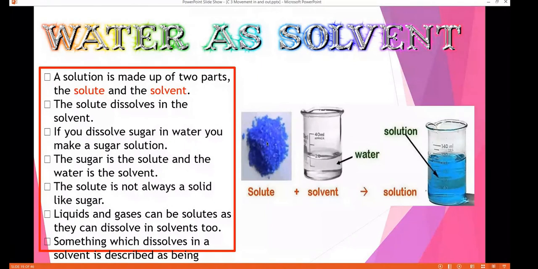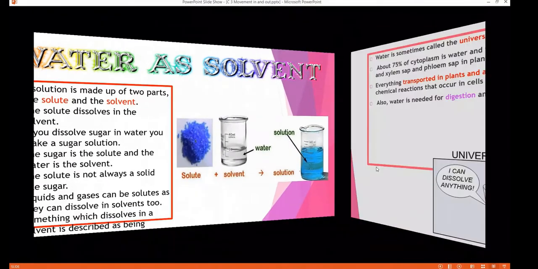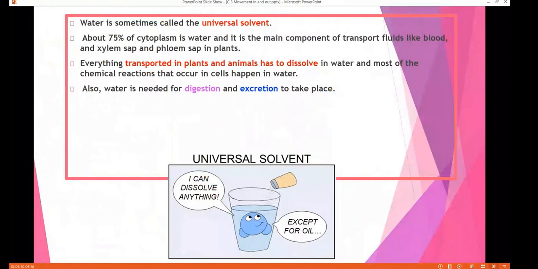Next, we also discussed water as a solvent. Water is a universal solvent and it dissolves almost everything in it except for oil. So in this picture, you can see how the solute dissolves into the water, and once it completely dissolves, it forms a solution, as you can see in this picture here. Right, so this is what is shown on the slide. Water is a universal solvent, and about 75% of cytoplasm is water, and it is the main component of transport fluids like blood, xylem sap and phloem sap in the plants. Okay, so it can dissolve everything except for oil. Water is also needed for digestion and excretion to take place.